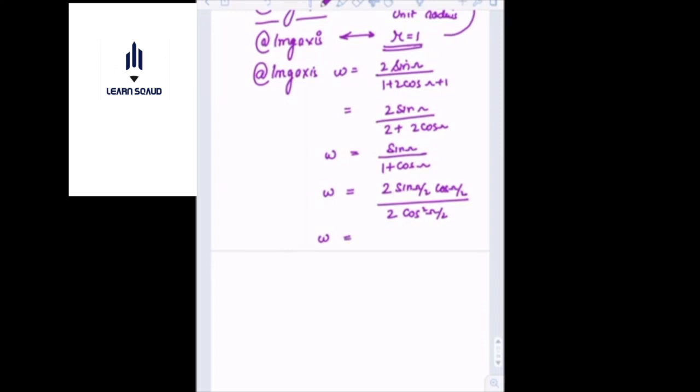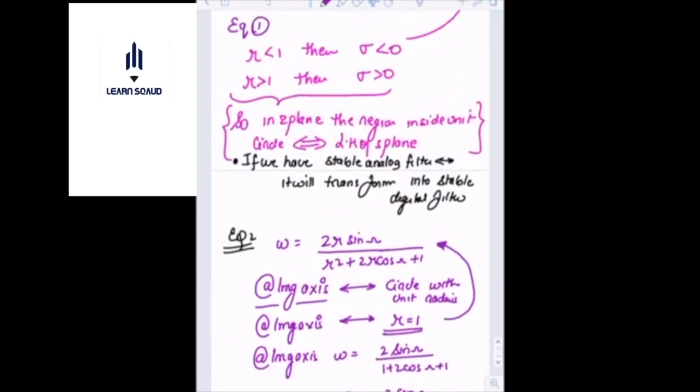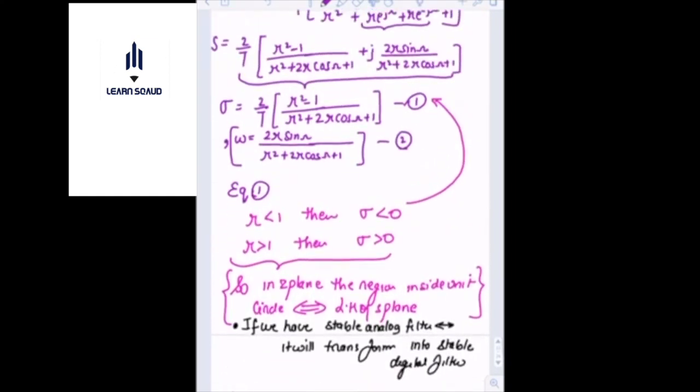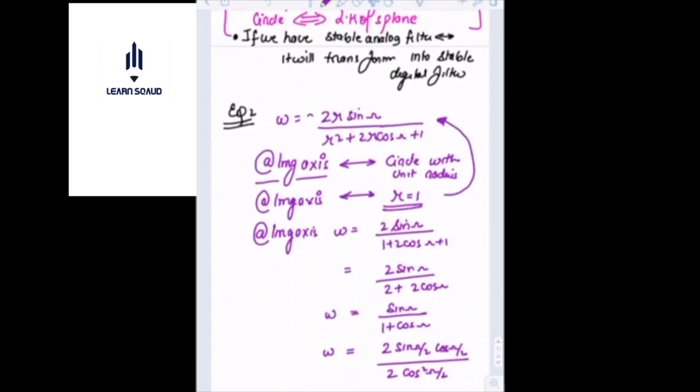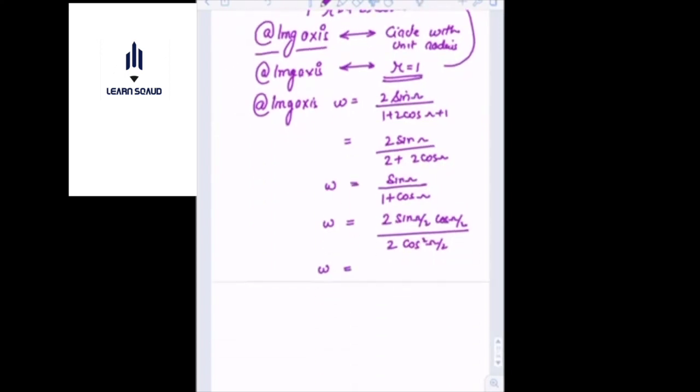Okay, now this can be solved and we will get that this is equal to... I left 2 by capital T, so there is a modification, 2 by capital T is also there. Okay, I just left that. So this will come out to be 2 by capital T tan of omega by 2. So this is the relationship that you should learn.